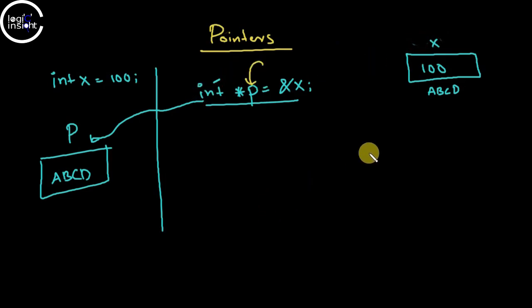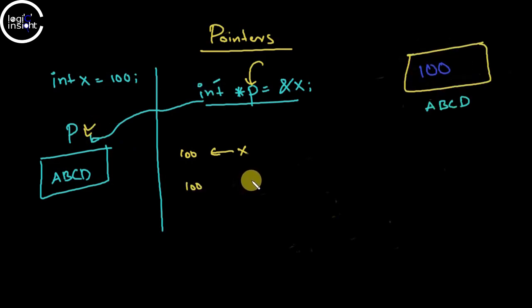So how to get the data 100 using this pointer? In order to get the data 100, we can directly use x, right? But we have to use this pointer so that I can get the data 100. Now if I want to get the data 100 using the pointer, then I have to use a dereference operator with pointer p.